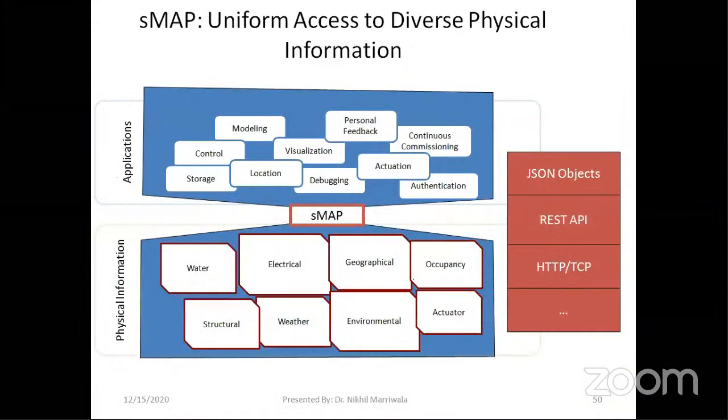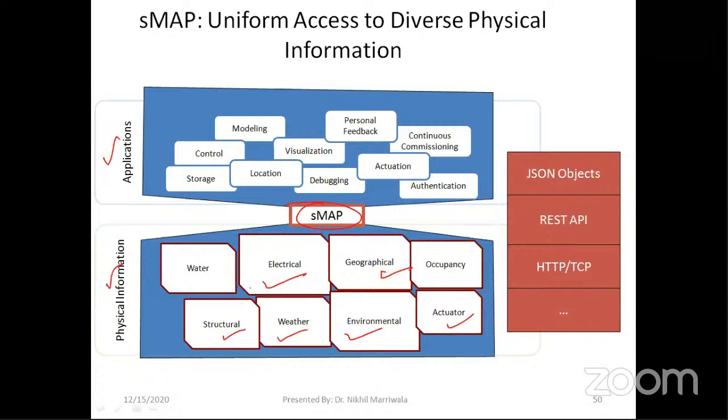So the next part is the uniform access to diverse physical information, where again we are talking about using this S map, where we have physical information available and the applications, right? So physical information is what? Structural, weather, environment, actuator, the geographical conditions, the electrical and the water. Now they're mapped with the application part. Application part means the modeling, the control, the storage, the debugging, authentication, etc. Again, dependent on these aspects, right?